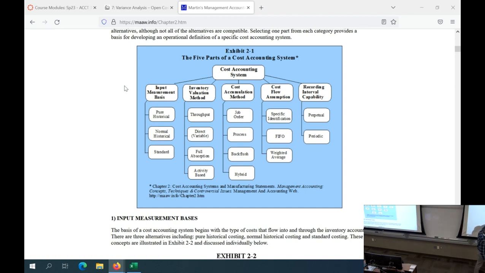One is the input measurement basis: pure historical, normal historical, and standard. And this is where the word standard for standard costs comes from. We'll come back to that in a second. And then inventory evaluation method. Okay, so let me go back. No, we'll just read through them. It's fine. You could have throughput valuation, direct, also called variable cost evaluation, full absorption, and activity-based.